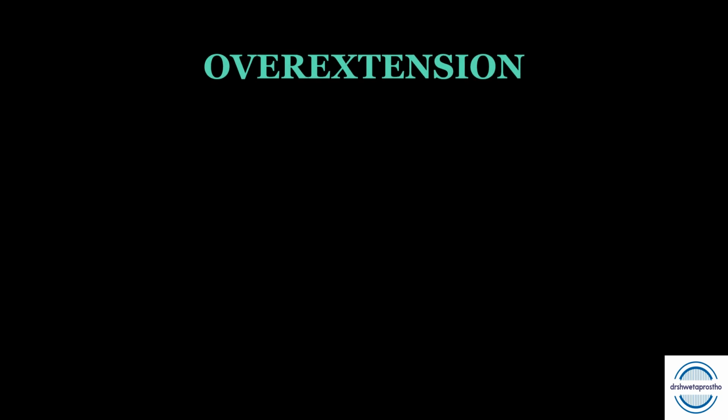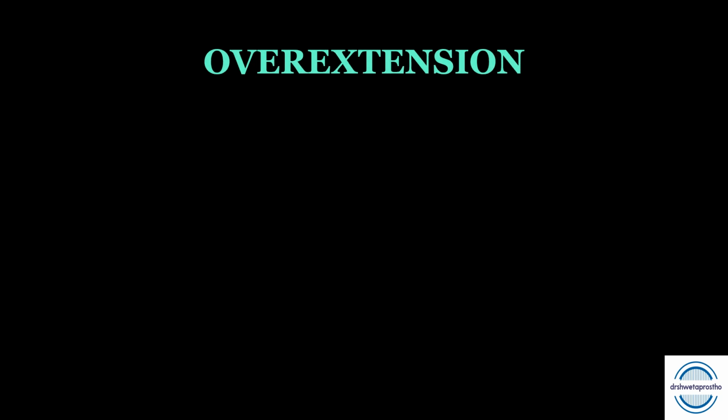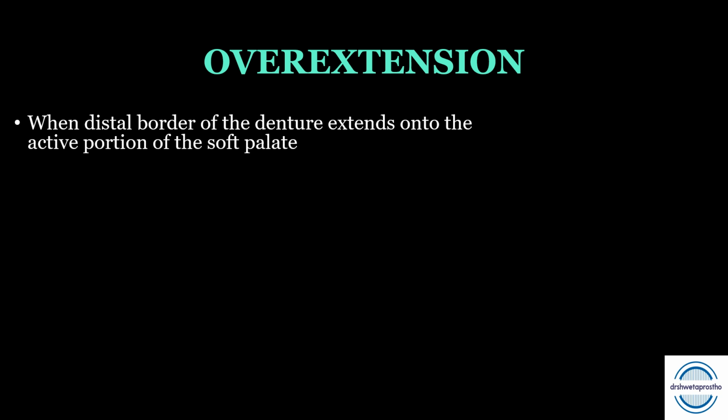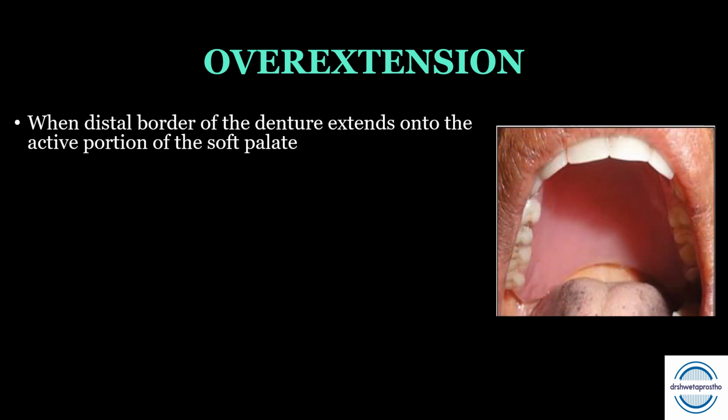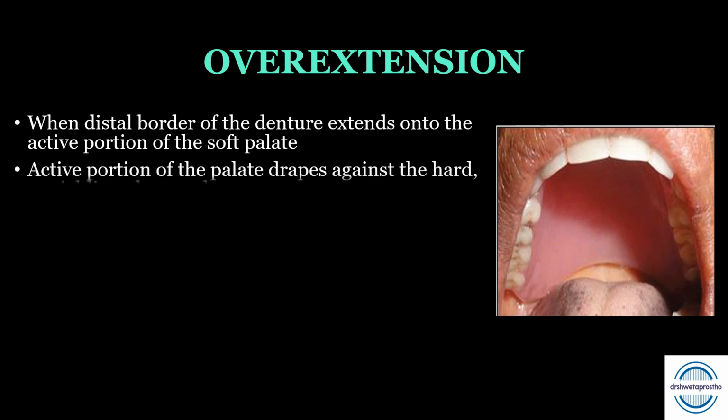The next troubleshoot is overextension. What is overextension? When the distal border of the denture extends onto the active portion of the soft palate. Usually what happens, that patient always complains that the denture is coming out. So why is this happening? Because the active portion of the palate drapes against the hard unyielding denture base and it is dislodged.